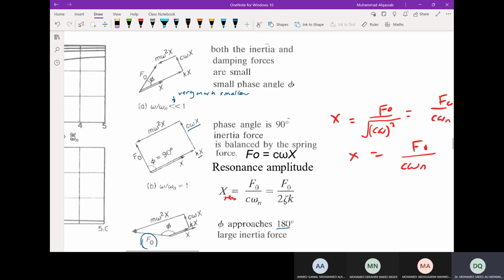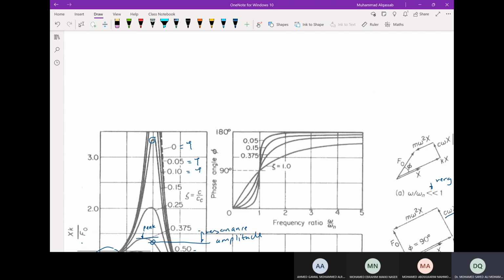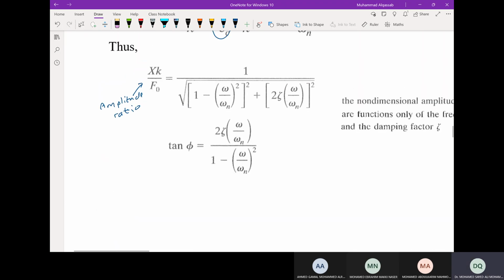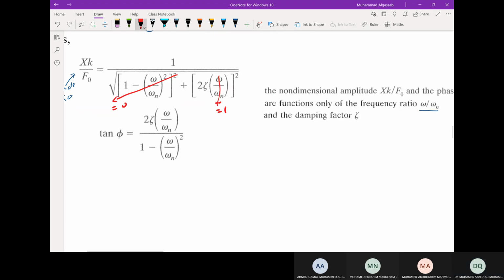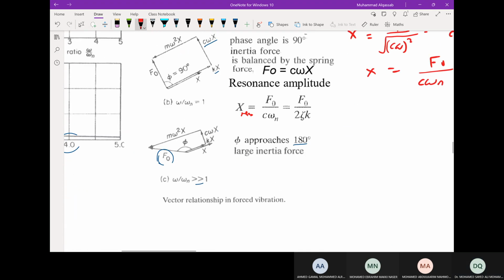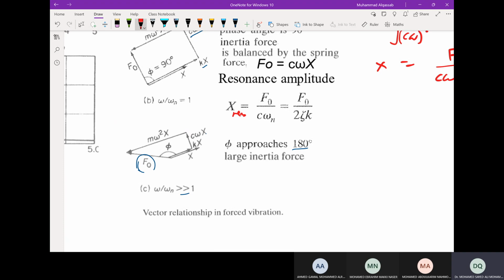Or if you use the amplitude ratio xk, at resonance this term becomes 0 and omega over omega n is 1, then xk over F naught becomes 1 over 2 zeta. And X resonance becomes F naught over 2 zeta k. That's substituting in the equation at omega equal to omega n.